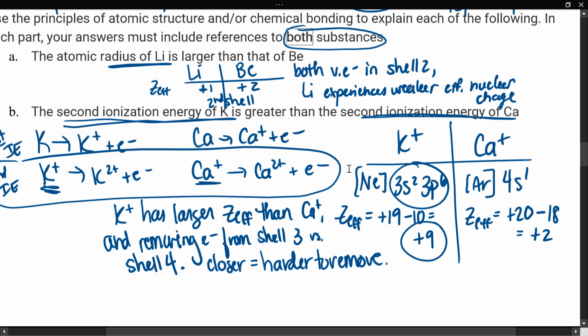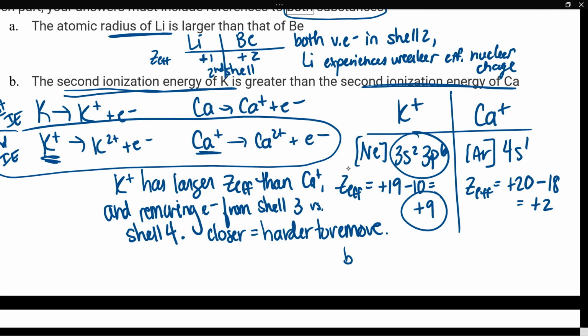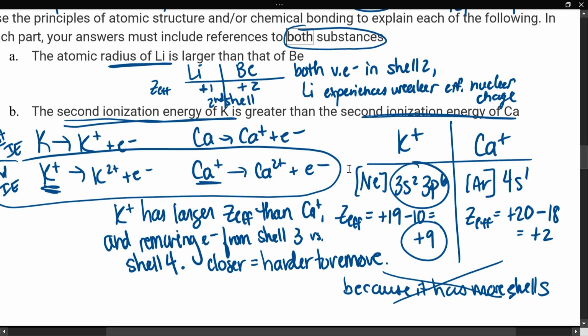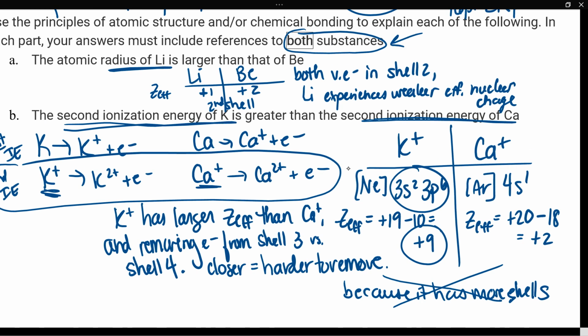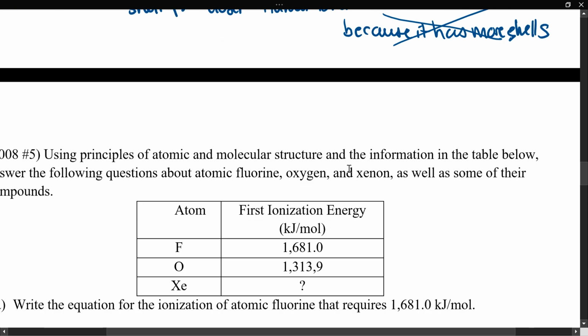What you want to avoid is an answer like this. If you write down "because it has more shells," that explanation would receive no credit because we don't know who it is, right? Is it calcium? Is it potassium? And also, why does having more shells explain the observation? So make sure you clearly mention both substances, and make a clear comparative statement in your response there.